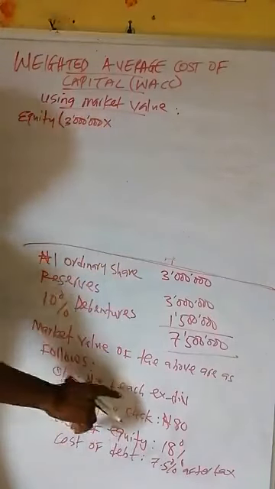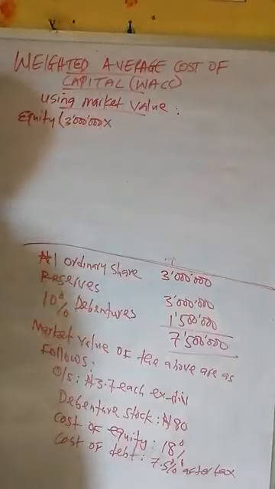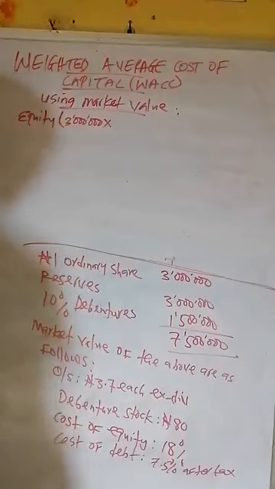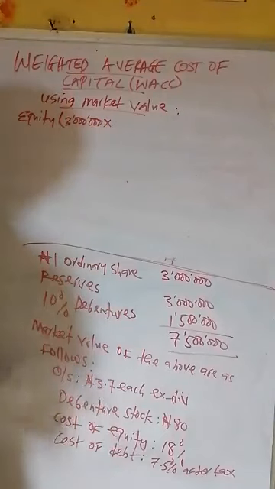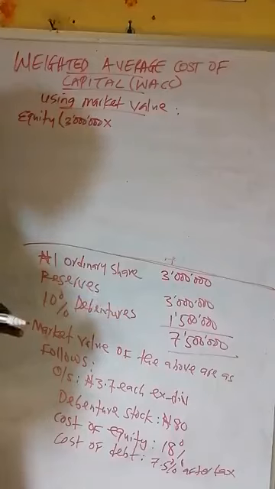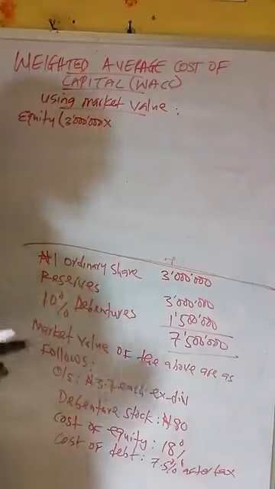The market value of ordinary share is 3.7. Let's now check whether it is ex-div or cum-div. Assuming this market value is cum-div, it means they would have given us information about dividend, and we would remove the element of dividend in the market value. But the market value given to us is ex-div, so we are going to use it directly.